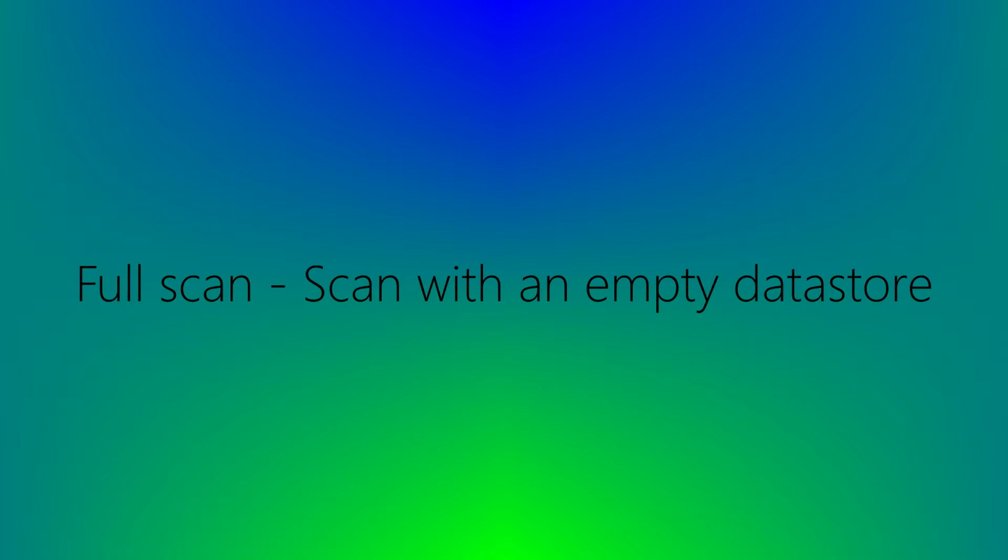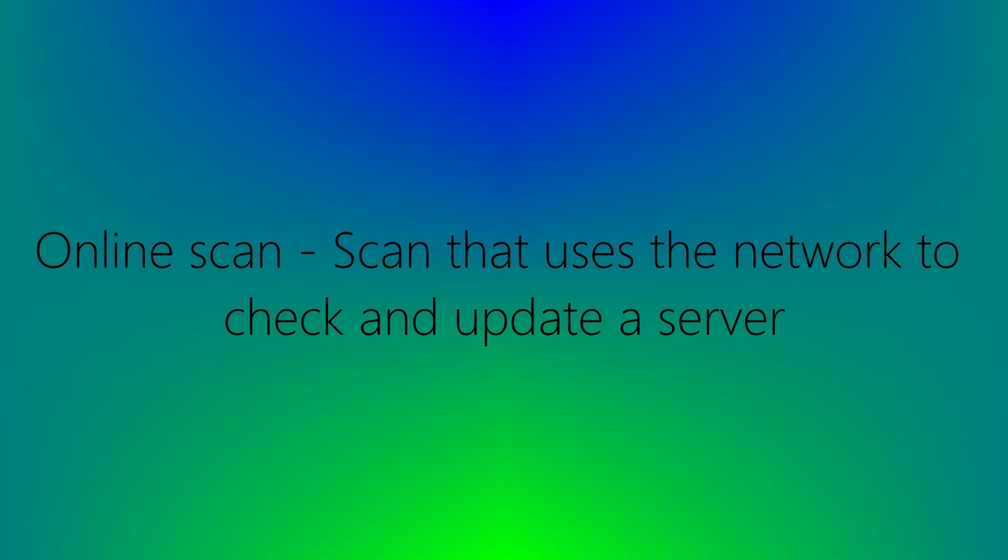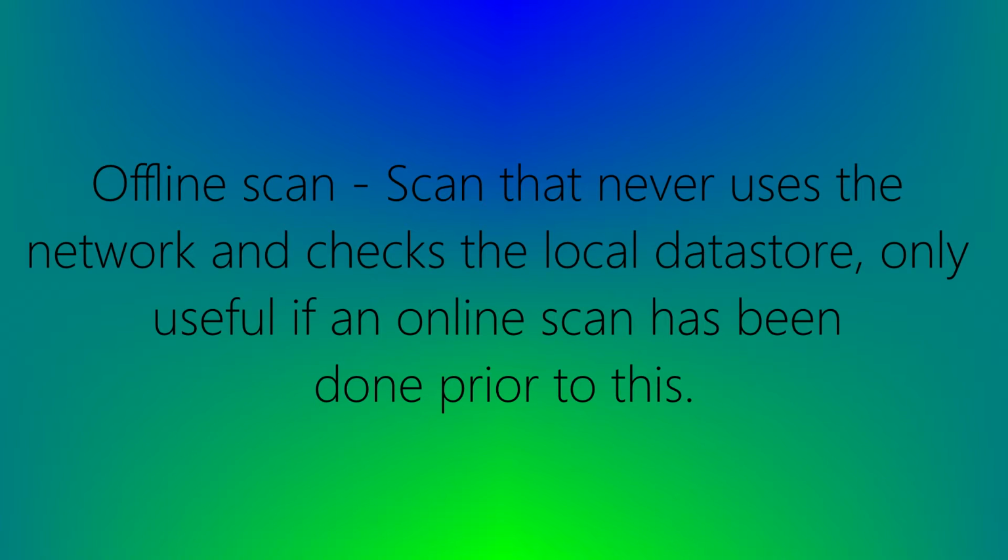Full scan. Scan with an empty data store. A delta scan. Scan with updates from a previous scan already cached in the data store. Online scan. Scan that uses the network to check and update a server. An offline scan is a scan that never uses the network and checks the local data store. Only useful if an online scan has been done prior to this.